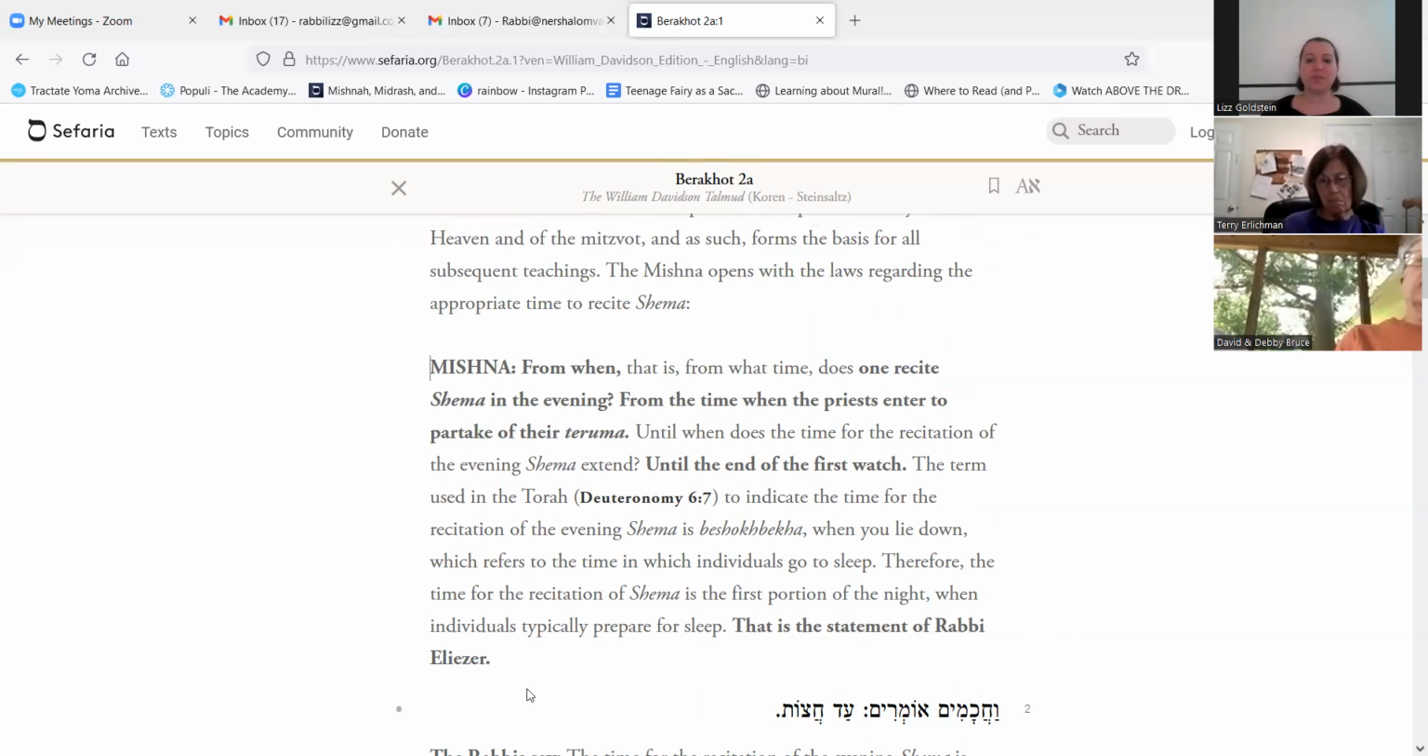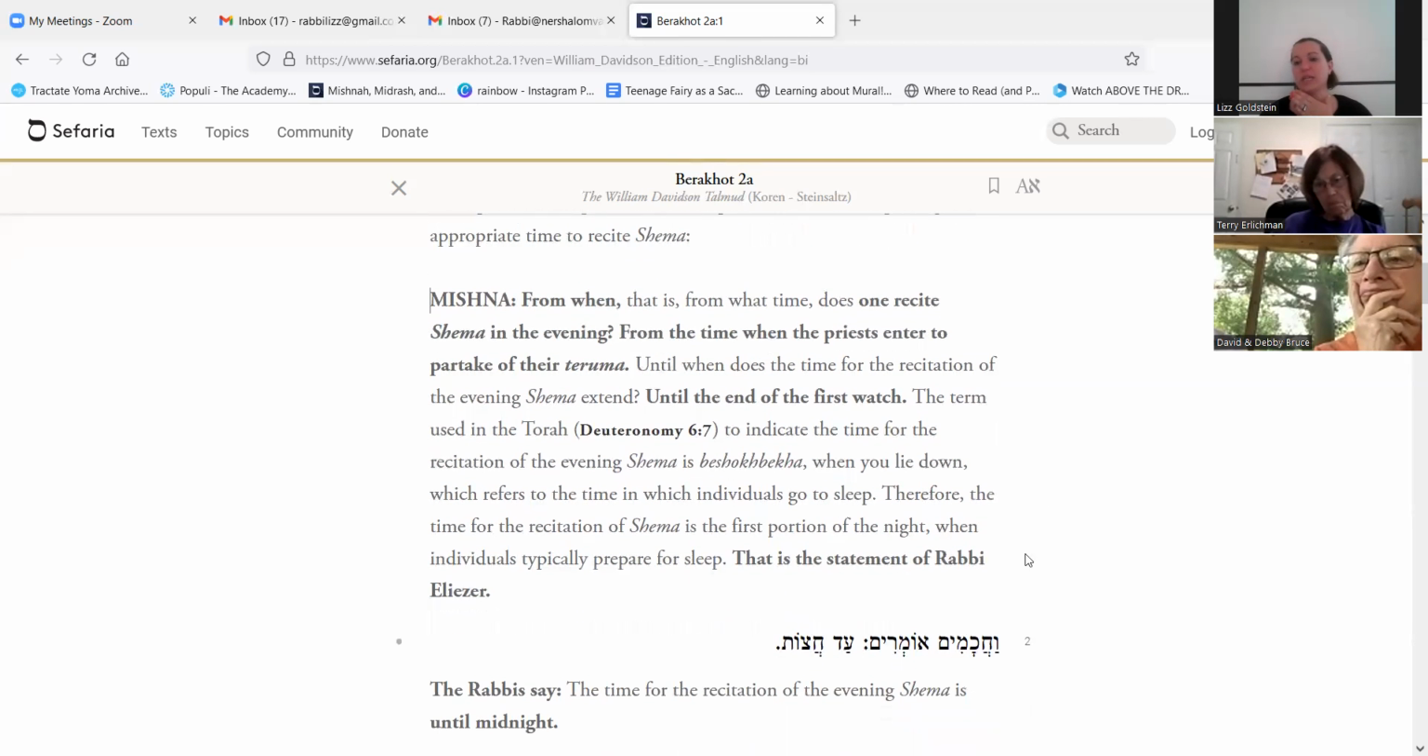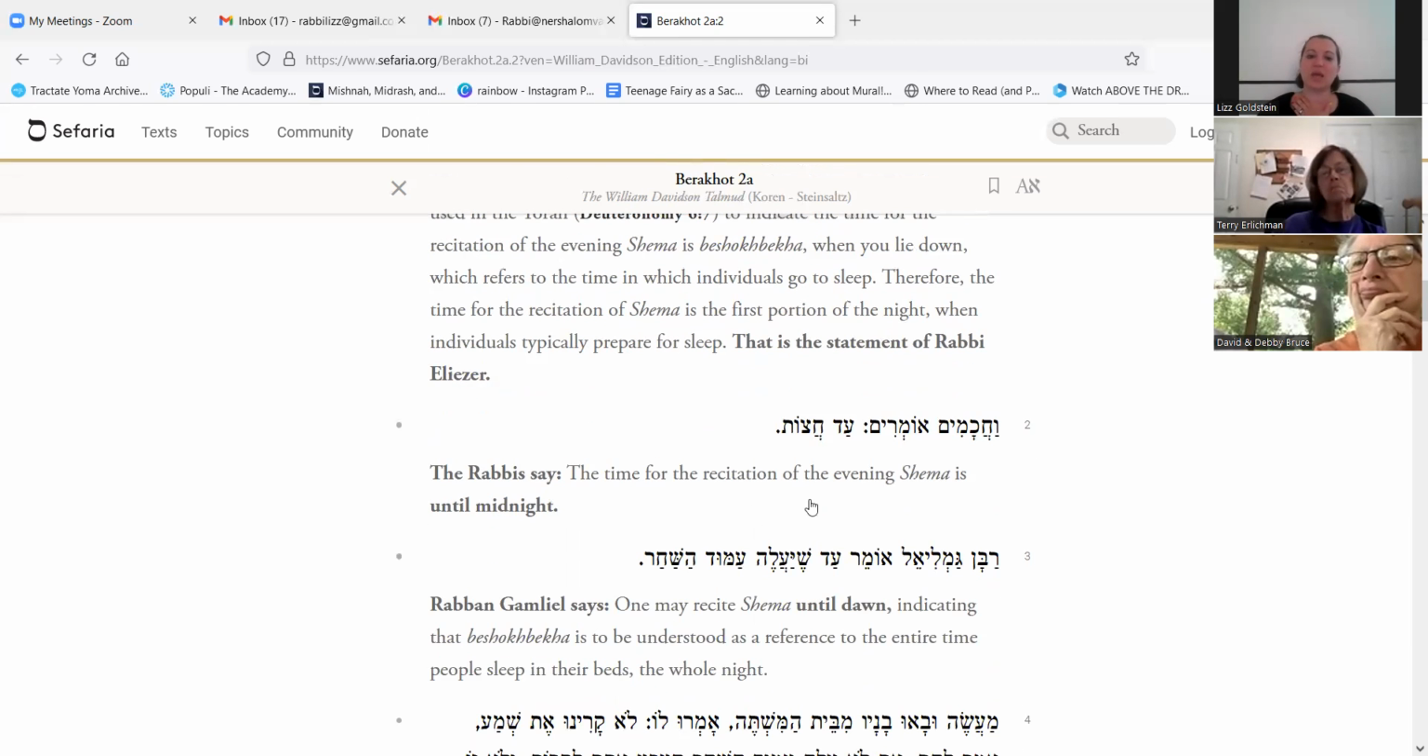So Rebbe Eliezer says you can say the Shema until the end of first watch. So presumably until the time when people generally go to sleep, a couple hours after dark probably. But the rabbis, Chachamim, the wise people, we're not even really sure who this refers to, the Chachamim say until midnight, ad chatzot.